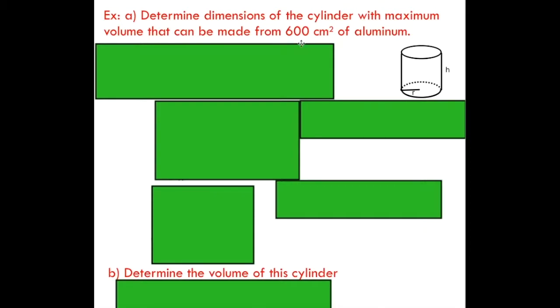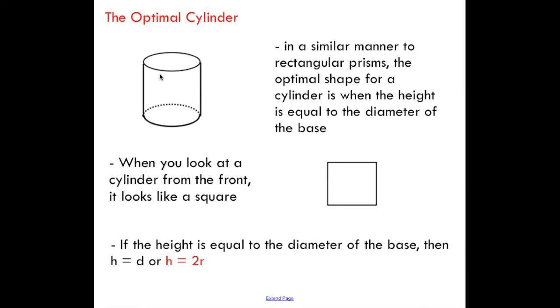We're being told that we have 600 centimeters squared of aluminum. In this case, we're being given the surface area. We need to determine the dimensions. We need an H and we need an R that are going to maximize volume. And if you watch the previous video I did on minimizing surface area of a cylinder, we defined an optimal cylinder as a cylinder whose height is equal to its diameter, or has a height that's equal to 2 times the radius of the circular base.